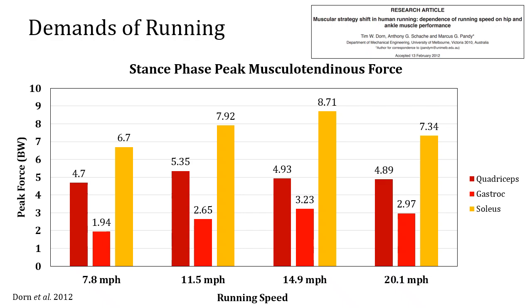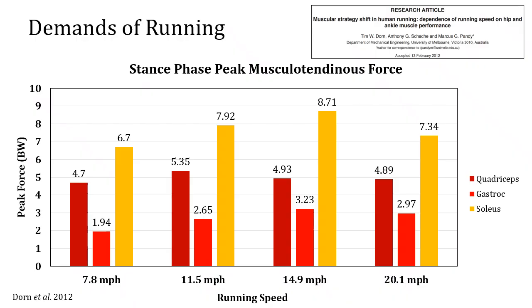On the y-axis, you have your peak force in body weights, and then you have the different running speeds that they've looked at. So for those who may not be familiar, these are like times of body weight. So if you looked at 7.8 miles per hour, and I've provided the statistical values there, so you can see that the quadriceps produces 4.7 body weights for every step that the individual takes. That being said, the soleus is at 6.7 times body weight.